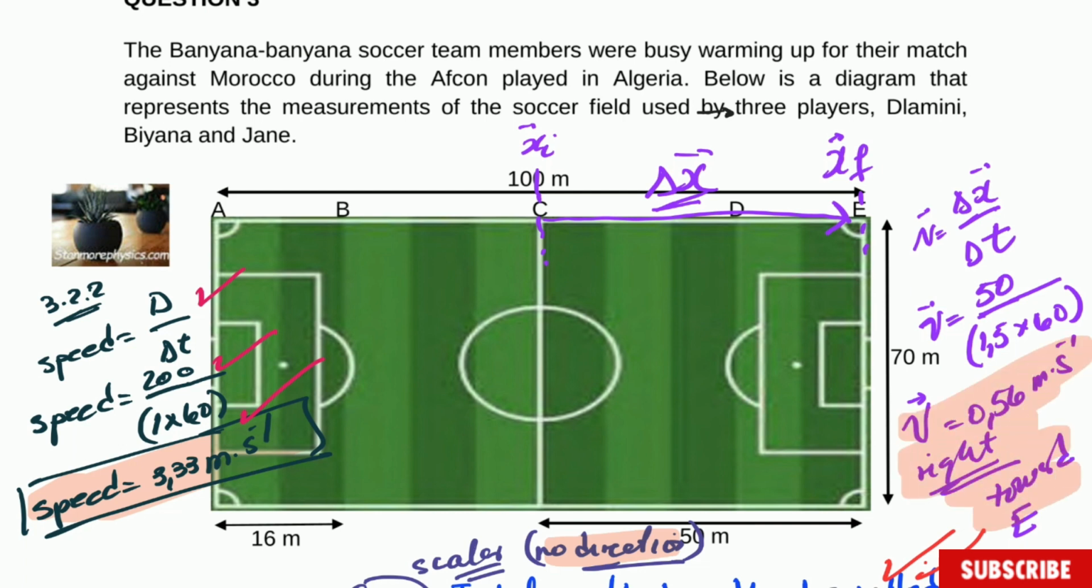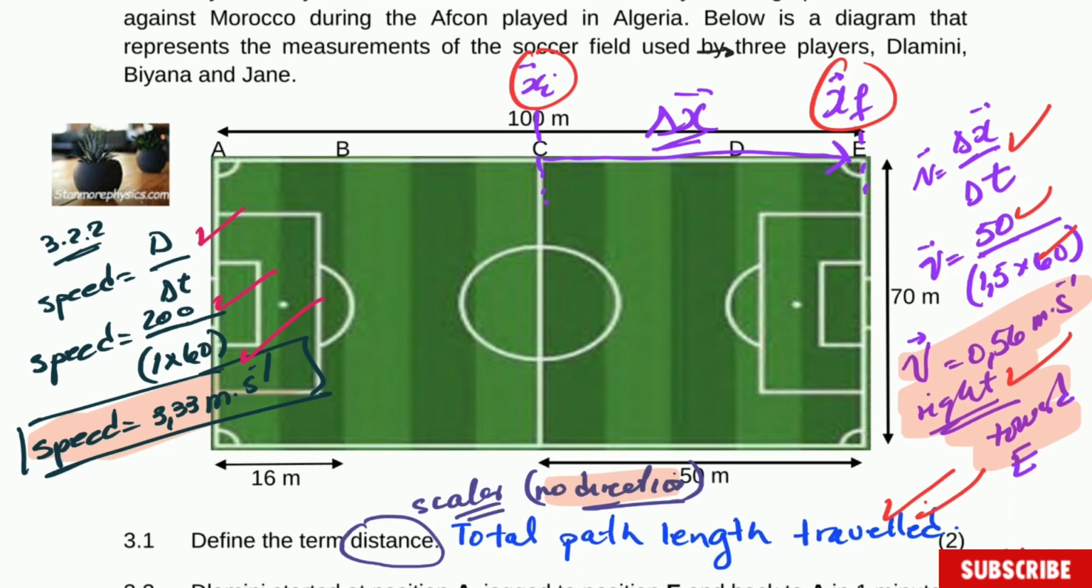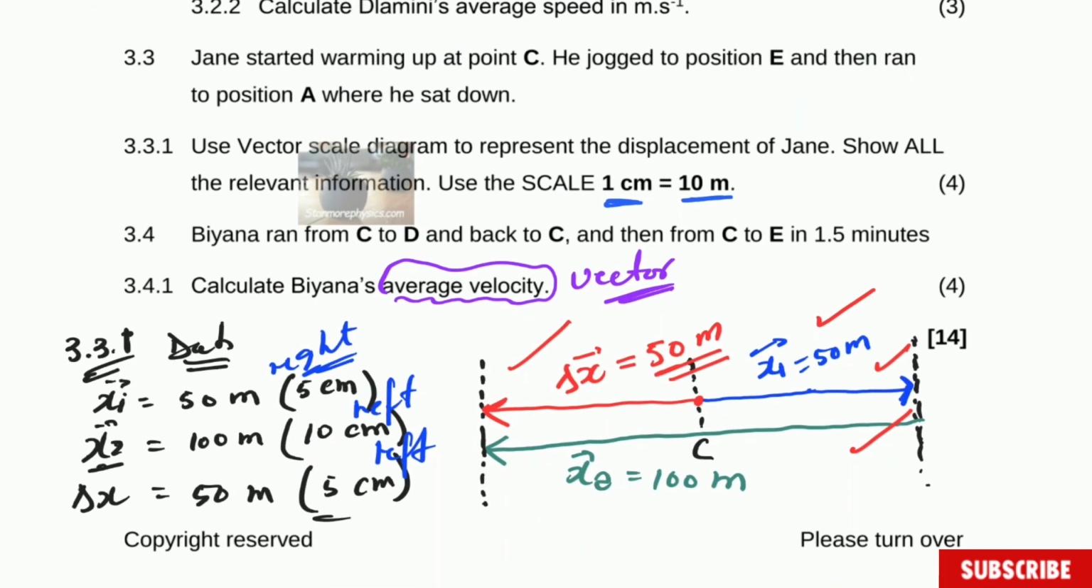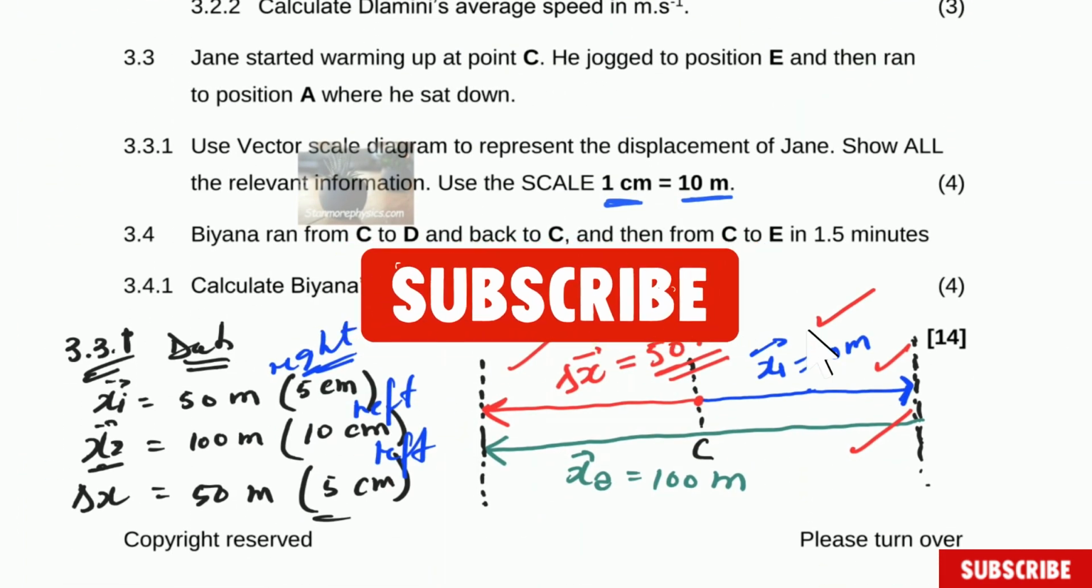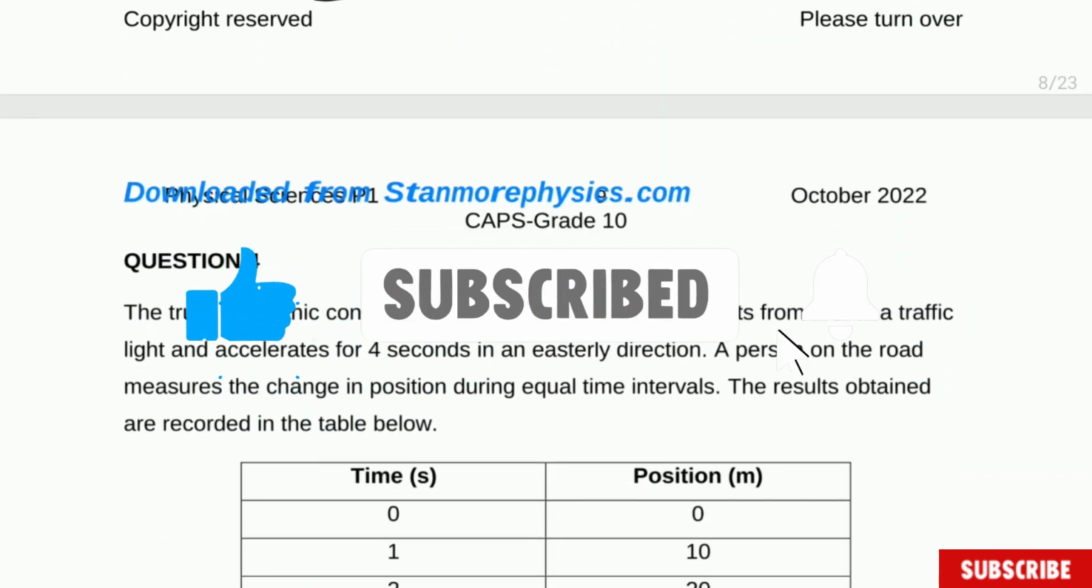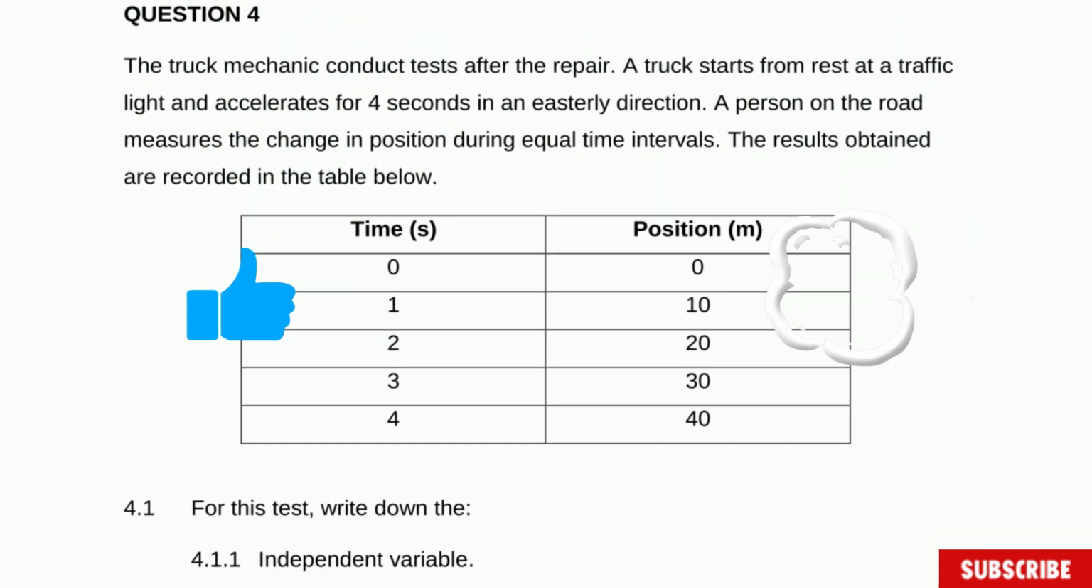You need a direction because it's a vector quantity. All you need to know is that the displacement is only 50. So we're going to give 1, 2, 3, and 4 marks. The displacement is 50. It's from starting point to ending point. And this one is the question on the motion in one dimension. It is quite simple.